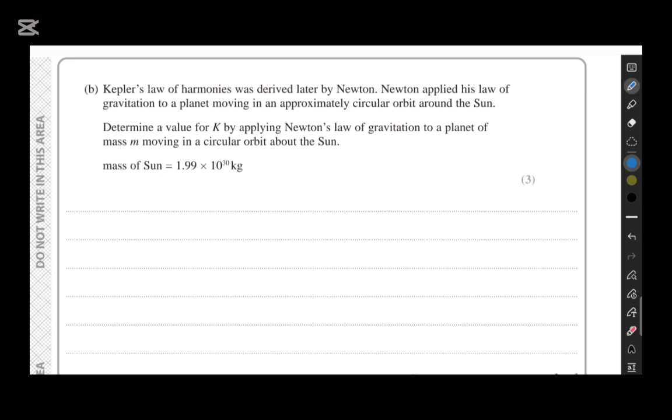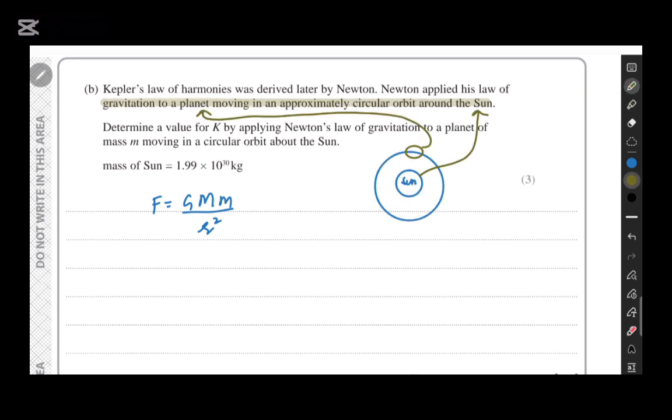We're going to apply Newton's law of gravitation, which is F is equal to GMm over r squared. It says he applied this law of gravitation to a planet, and this planet will be orbiting the sun. We can apply the law of gravitation, F equals GMm over r squared, and this planet is moving in circular motion. So I can say the gravitational force is equal to the centripetal force.